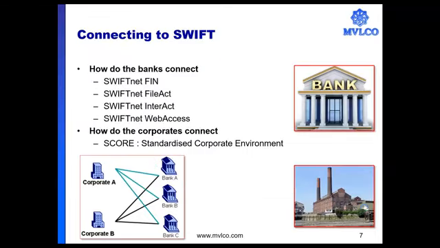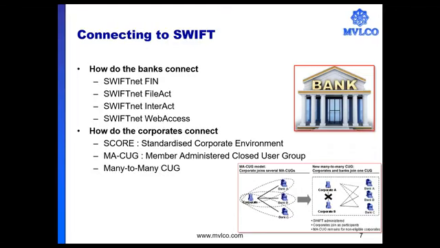The first mechanism we discussed for how corporates can connect was SCORE. The second mechanism is a closed user group. You could have two types of closed user group: a member administered closed user group and a many-to-many closed user group. In a member administered closed user group, a bank like Bank A, Bank B or Bank C could create its own CUG, and if a corporate joins that CUG, it would be able to communicate only with that bank which created the CUG.